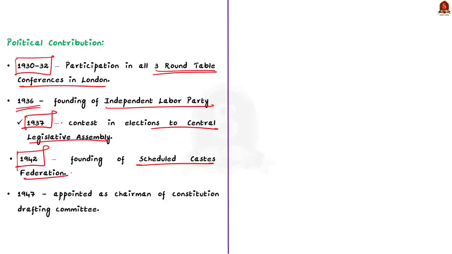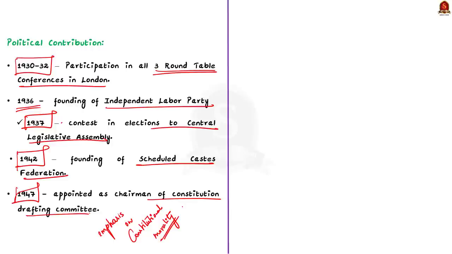Apart from all these, in 1947, Dr. Ambedkar was appointed as the chairman of the Constitution Drafting Committee, where he got an opportunity to express all his opinions. He laid emphasis on constitutional morality, which is still binding us in the form of the constitution. In his perspective, constitutional morality means effective coordination between conflicting interests of different people and administrative cooperation.